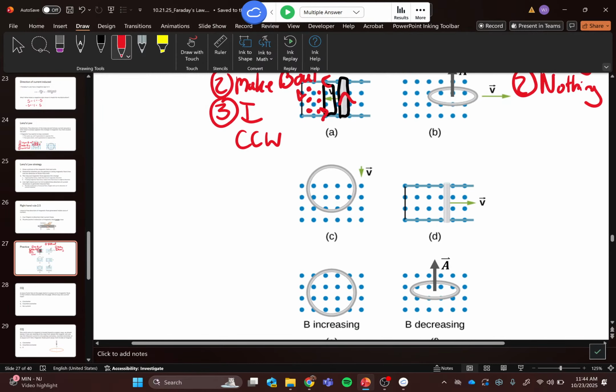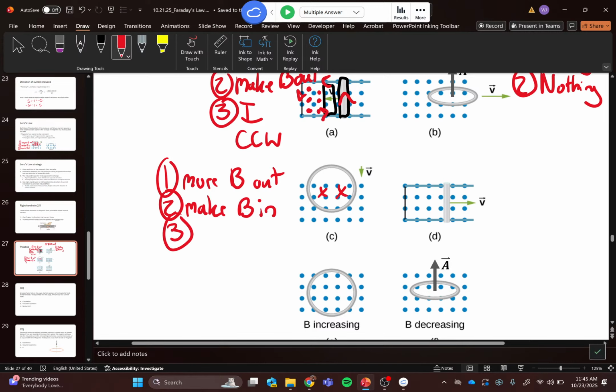All right. You all try the next one. I'll give you a minute. Try it. I've got a loop going from no field to some field. Am I getting more or less? Counter the change, make a current. I'm getting more dots out of the page. So how do I counteract that? Make a B that counters that. I don't want more. Cancel it.